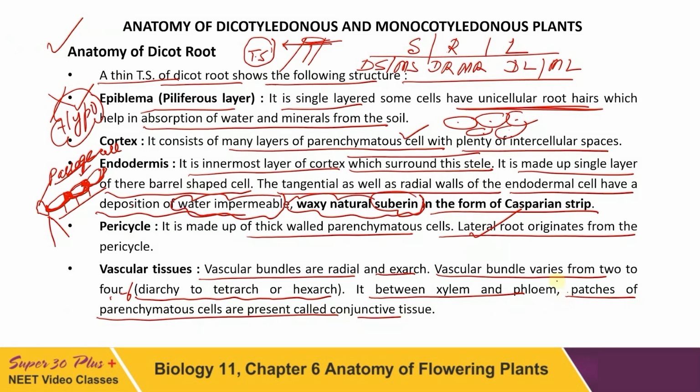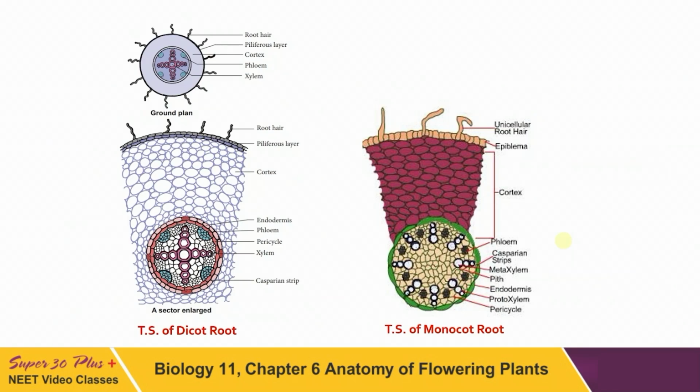You can see here that this is the section. This is the xylem we have here like this. This one is the phloem, and in between xylem and phloem we have these parenchymatous cells, which are known as conjunctive tissue. Is it? This one is phloem, right? And this one is xylem. Okay. You can see the diagram here, dicot root.